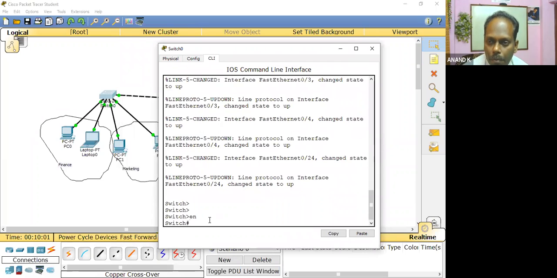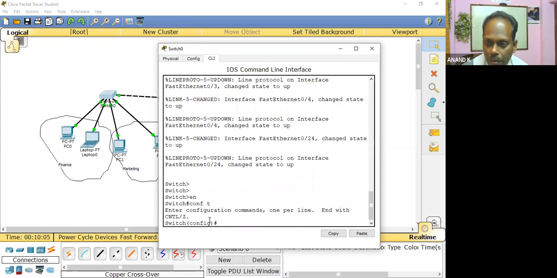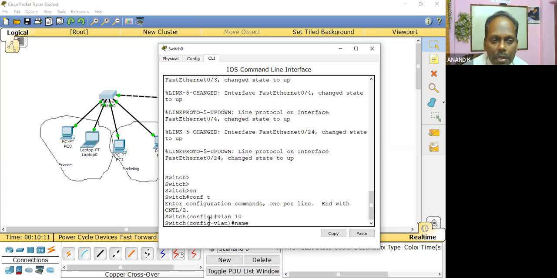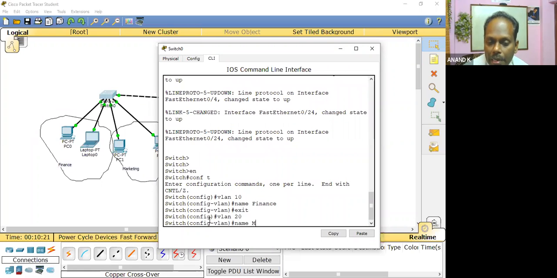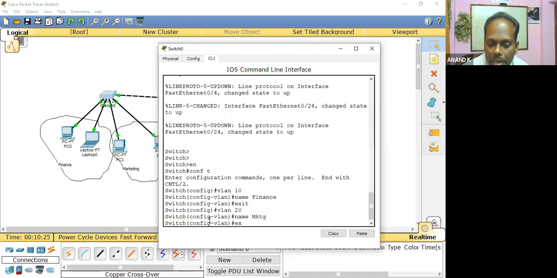EN for enable. I have enabled the port, and I can say conf. Okay, VLAN. I am creating a VLAN. I can give it an identity, 10. Name, I can say finance. Okay, I have created it. Similarly, I'm creating one more VLAN, which is 20. Name marketing, MKTG, I'm giving a short one. Okay, so exit.